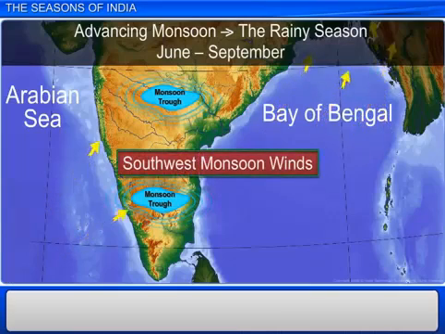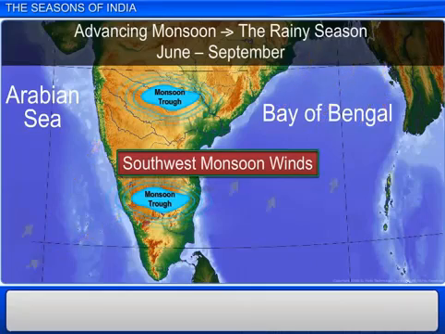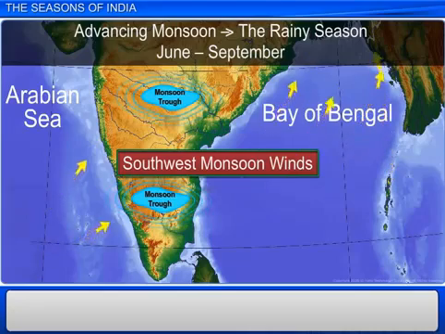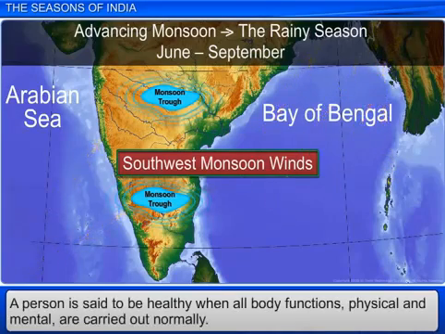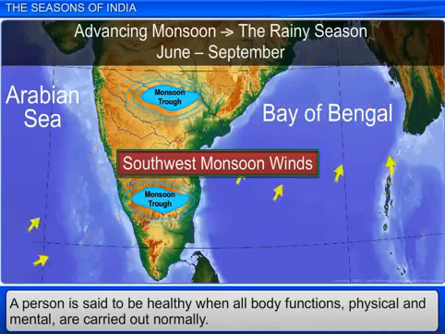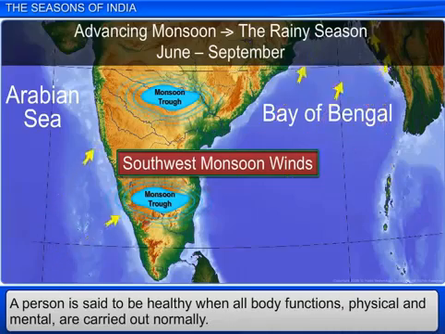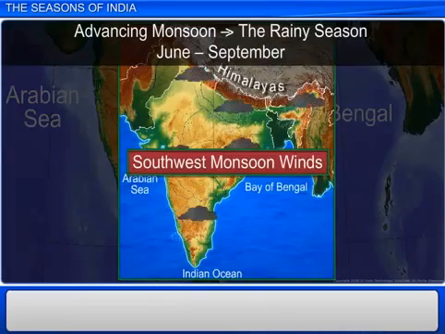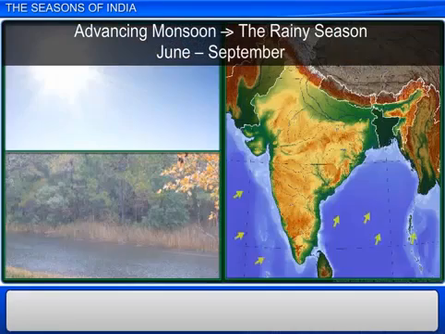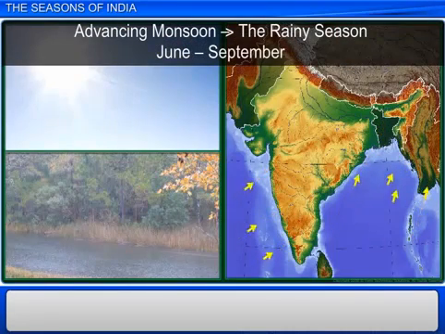As these winds blow over warm oceans, they bring abundant moisture to the subcontinent. These winds are strong and blow at an average velocity of 30 kilometers per hour. Within about a month, the monsoon winds cover the entire country, with the exception of the extreme northwest. The southwest monsoon winds totally change the weather conditions in India.